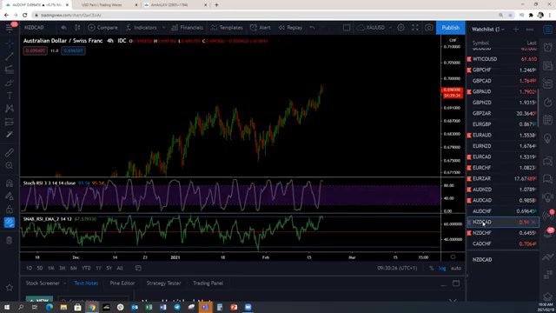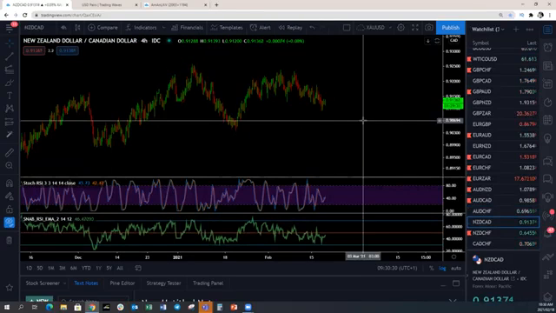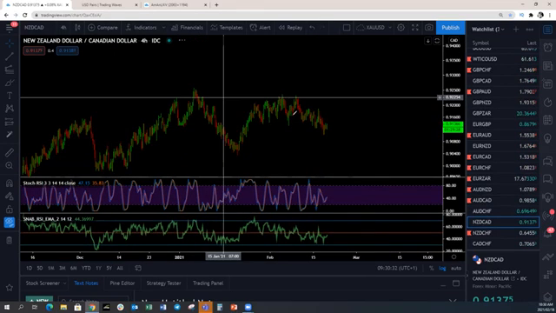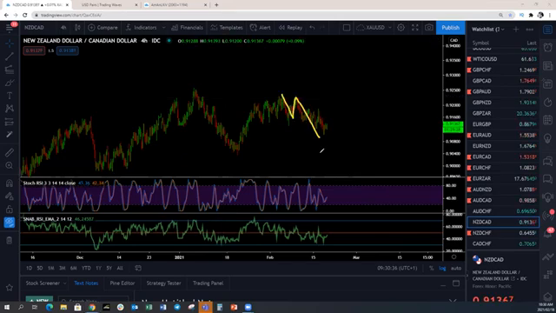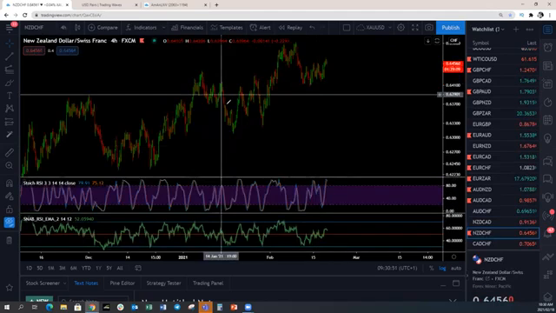New Zealand CAD, are we going to break to the upside? The CAD is strong, so that's why this one keeps pushing lower. Are we going to eventually break to the upside? That's the expectation, because this one is coming down correctively, but we may test this level first before pushing up higher. So New Zealand CAD not clear at the moment. We'll watch and see if we're going to have a break there.